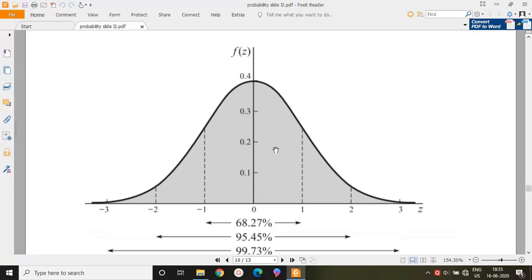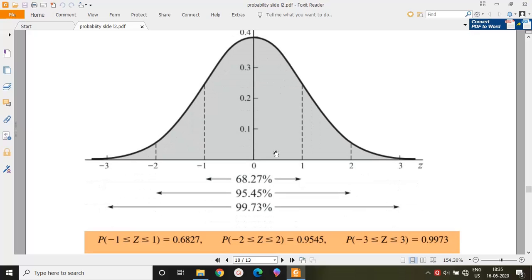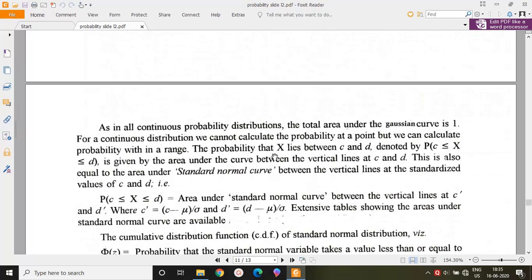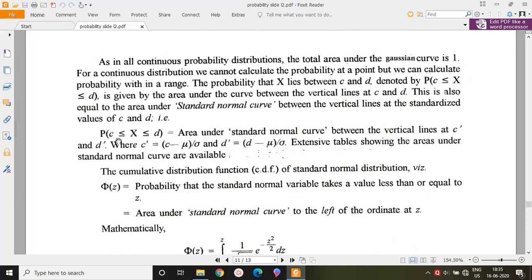Now, what is the utility of this normal variate? Why do we transform the Gaussian distribution to the normal distribution? What does it do for us? It helps us to calculate probability. How? Suppose you want to find the probability in a range. Again, I repeat that it is not possible to find probability for a particular value. We cannot calculate probability at a point, but we can between C and D. Suppose you have to find the probability between C and D of this random variable x. Then you have to find the area under the normal curve between the lines C and D.